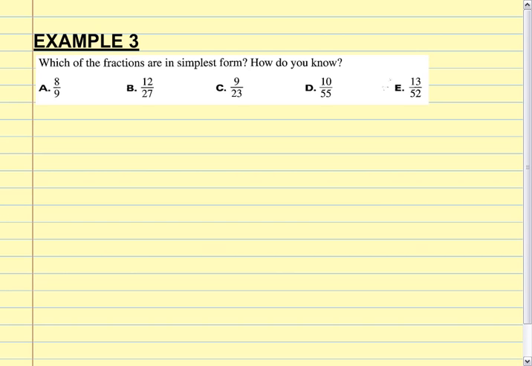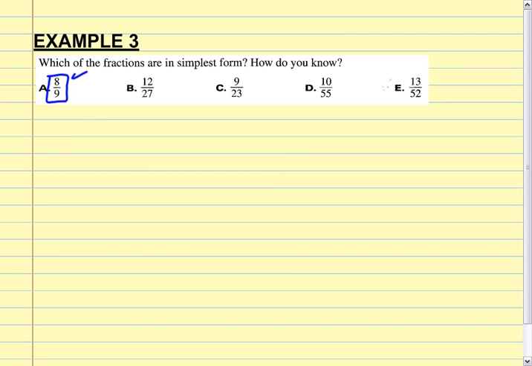There's nothing that goes into 8 and 9. We could do the ladder if we wanted to, right? I mean, we could do that. But as soon as we do it, we say, okay, well, what goes into 8 and 9? Nothing but 1. So this thing is already reduced. Okay? Excellent.